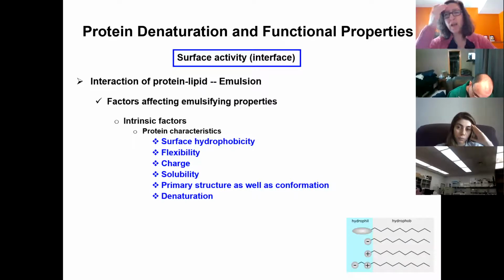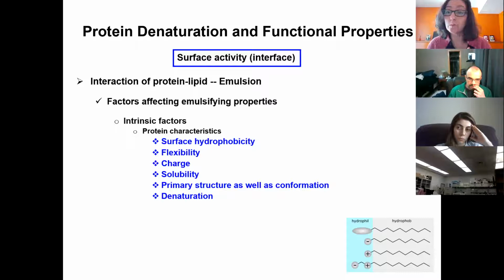Flexibility of the protein. If you have a protein that is stabilized by a lot of disulfide linkages, for example, it needs a lot of work, and you need to break those disulfide linkages to make that protein a little bit more flexible, to be able to unfold and then form new interactions with the proteins adjacent to it. Charge, we talked about that, it's important.